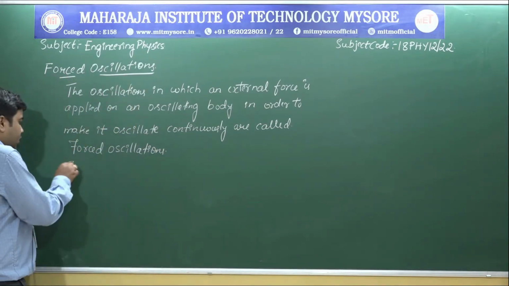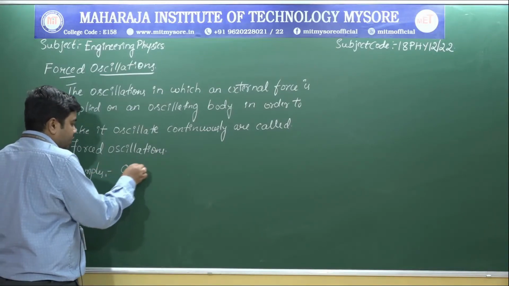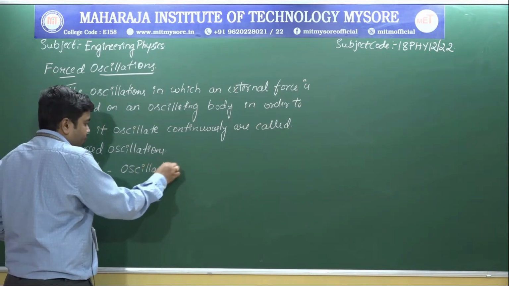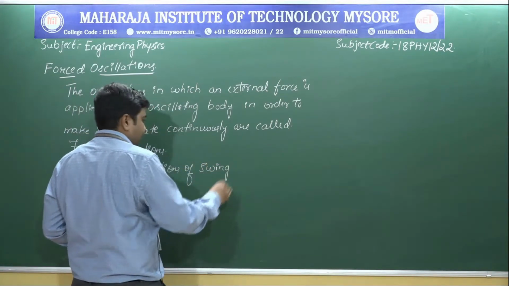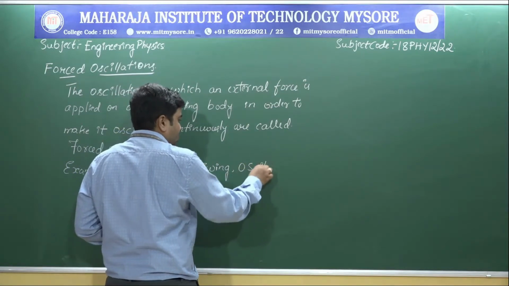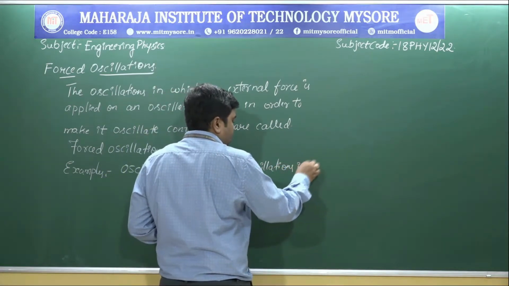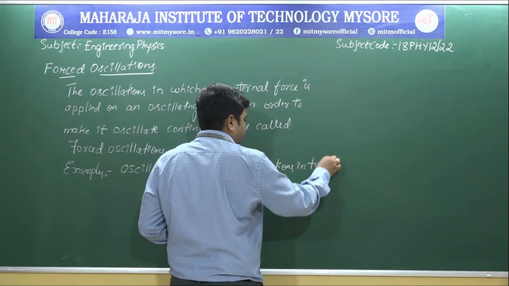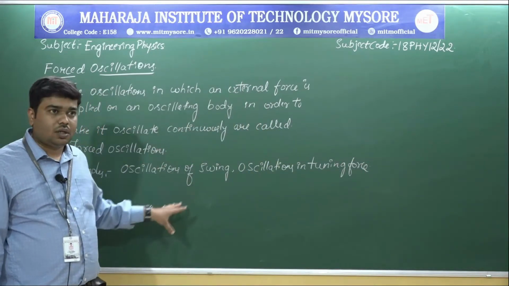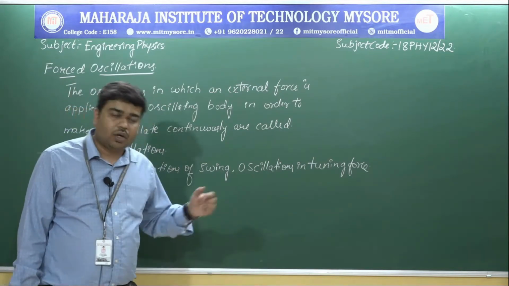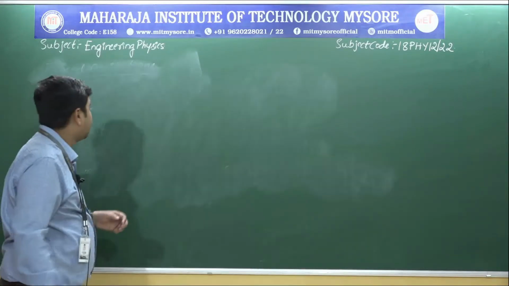Now, some examples for forced oscillations are oscillations of a swing, then oscillations in a tuning fork. Now, based on this forced oscillation definition, next we are going to derive an expression for the amplitude as well as the phase of the forced oscillations.